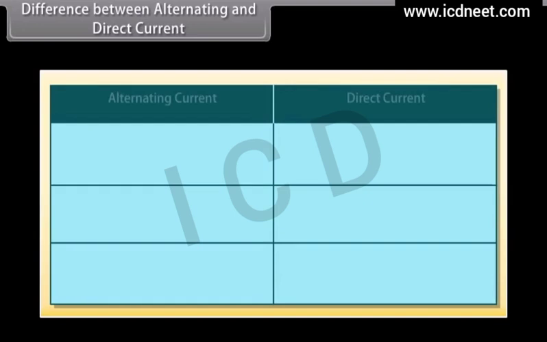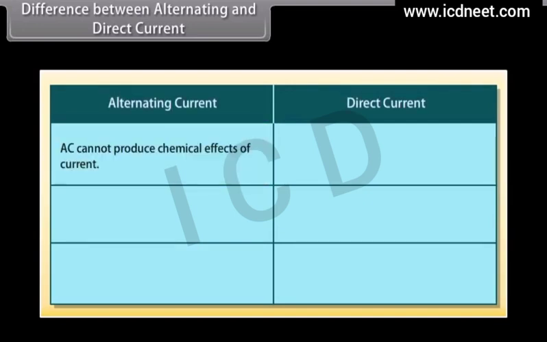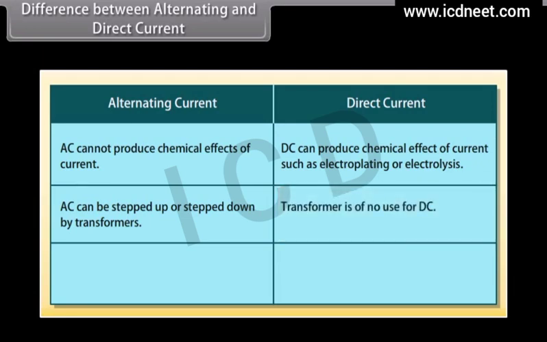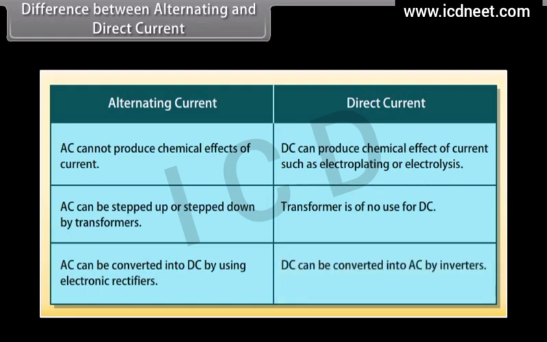Difference between alternating and direct current. AC cannot produce chemical effects of current, but DC can produce chemical effects of current such as electroplating or electrolysis. AC can be stepped up or stepped down by transformers, but a transformer is of no use for DC. AC can be converted into DC by using electronic rectifiers, whereas DC can be converted into AC by inverters.